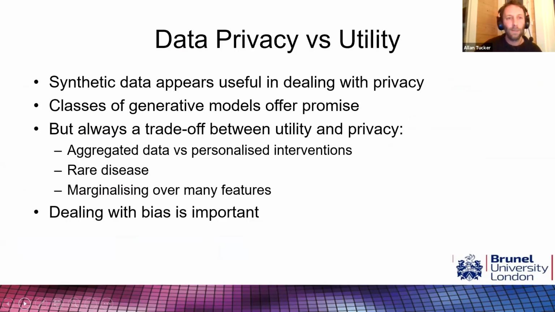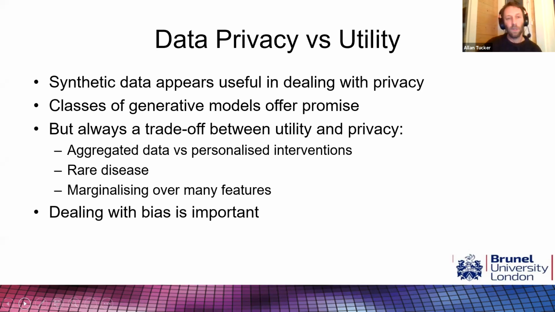Okay, next slide, please. Okay, so just to summarize, it's clear that synthetic data from our experience with the CPRD data has a lot of potential in dealing with some of the problems of privacy, if not all, and that there's a class of generative models that offer a lot of promise. So whether we work with GANs or whether we work with probabilistic graphical models, they both seem to capture the fidelity of those underlying data sets. But there is always going to be this trade-off, and this is what I mentioned at the beginning of the talk, this trade-off between utility and privacy.